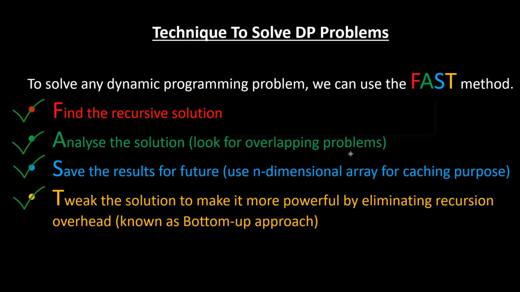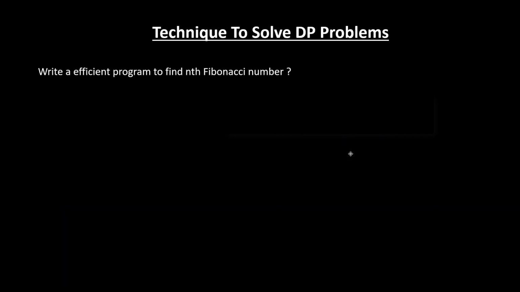Now I'll take up one problem and we'll follow all those steps and I'll show you how I have done it. Let's move ahead. So here the problem statement is write an efficient program to find nth Fibonacci number. So this is a problem statement, guys, and we know the Fibonacci series looks something like this, right? 0, 1, 1, 2, 3, 5, 8, 13, 21.